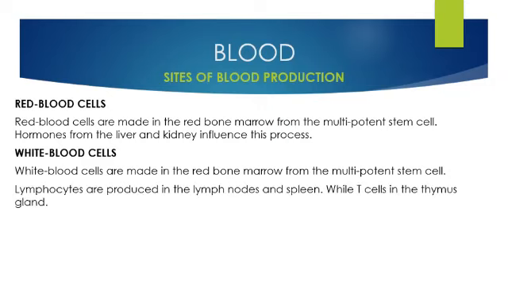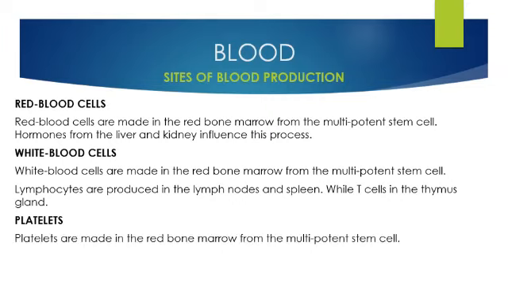Then now we have the white blood cells. White blood cells are also made in the bone marrow from the same cell, which is the multipotent stem cell. Though some, like lymphocytes, are made from lymph nodes and the spleen, while the T cells are made in the thymus gland. Lastly, let's look at the platelets. Platelets are just like all the other blood cells. They are also made from bone marrow.